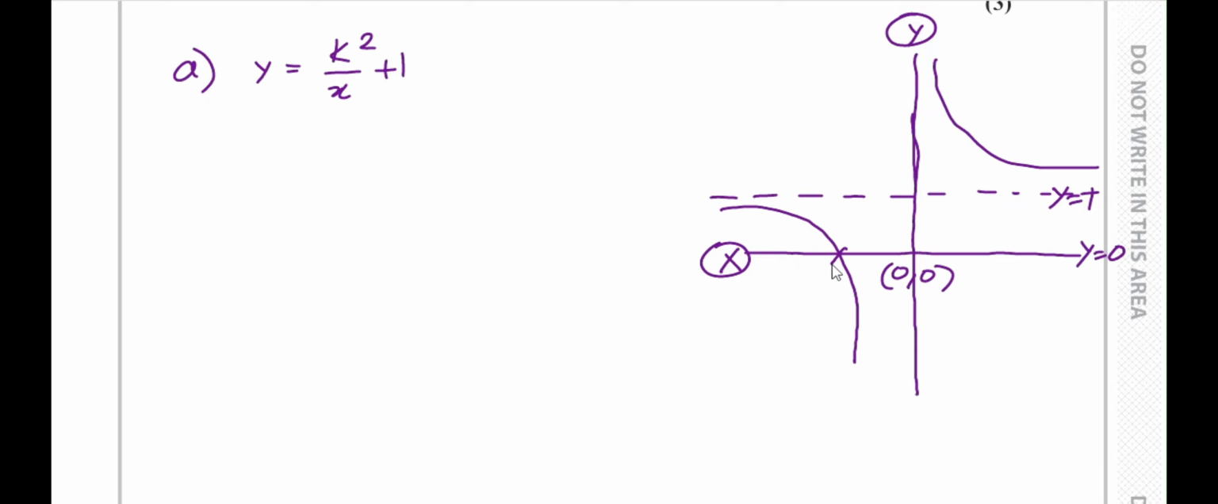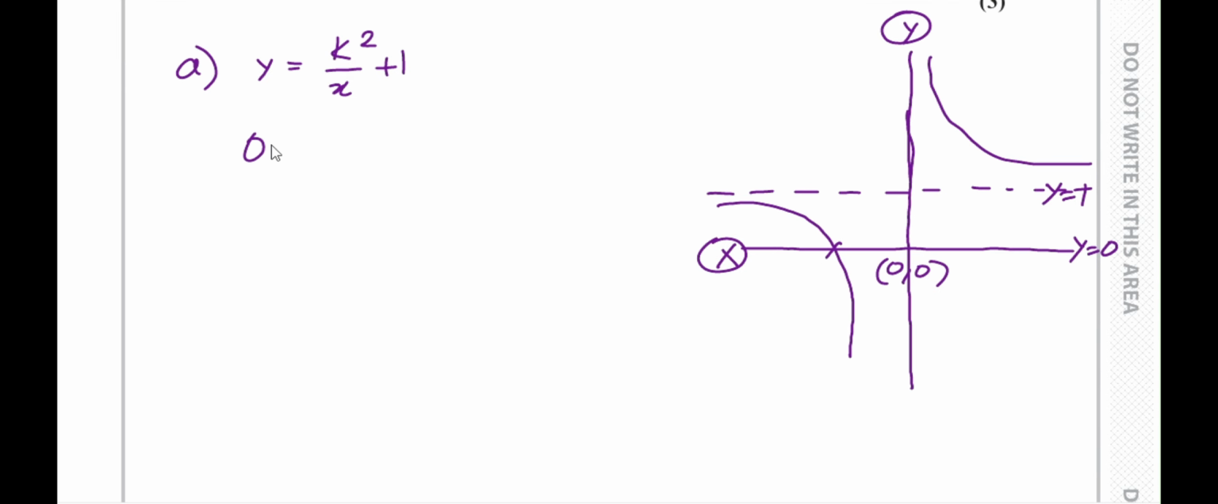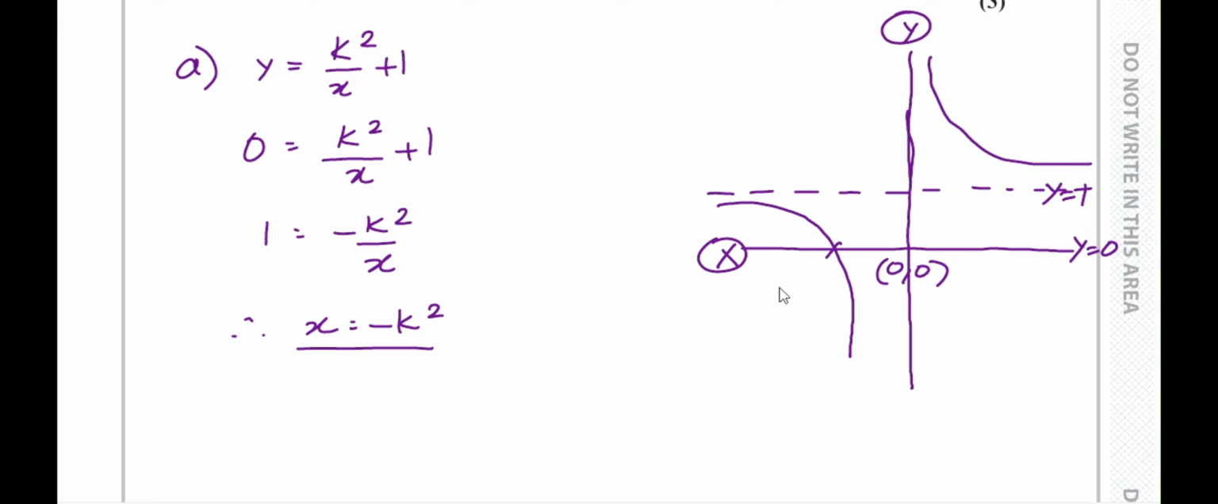We need to also mark this crossing of the curve with the x-axis. Putting y is equal to 0 here, we get k square over x plus 1 equals 0. Therefore, 1 equals minus k square over x. Hence, x equals minus k square. So we can mark this as minus k square comma 0.